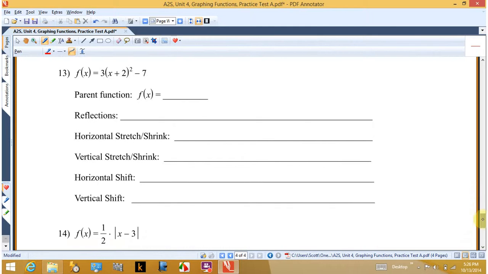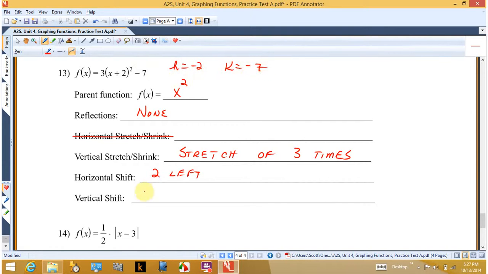Next problem. The parent function would be x squared. A reflection, there is no negative on the 3, so there is not. We don't have any horizontal stretches or shrinks. That would be a multiplier by the x. A vertical stretch or shrink, yes, that's the a value here. It's a 3, so it's going to be a stretch because it's greater than 1. The horizontal shift, okay, h here is -2, so this would be moving 2 to the left. The vertical shift is up and down. That would be the k value, and k is -7. So this would be going 7 down.